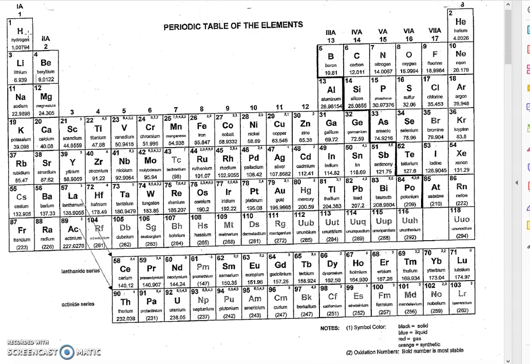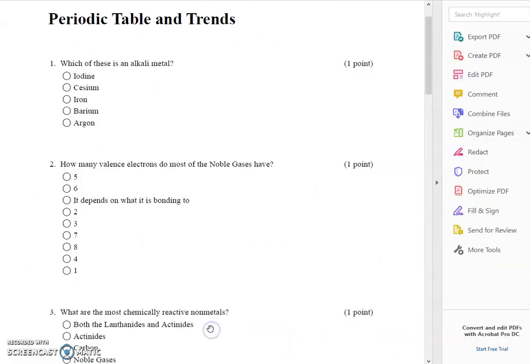But it is lumped in with the noble gases because its valence shell is full of electrons, so it tends to be relatively stable. It doesn't really react with much, so it is considered a noble gas, but that's why it says most there.